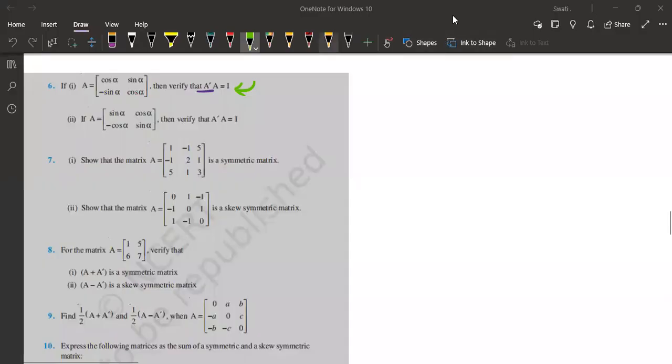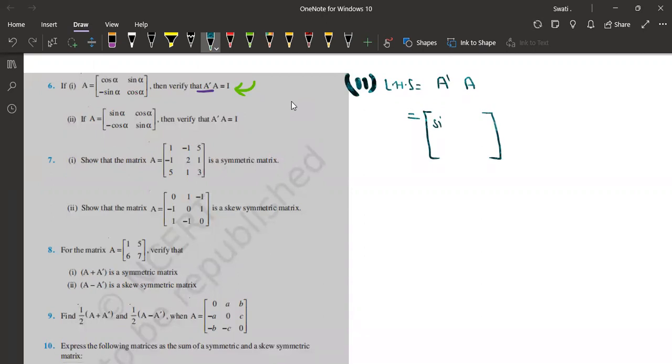Okay, somehow I selected the color, the pen, and now let's start with the second one. In the second question, we need to prove the same thing as we did in the first one. For that, let's write down the LHS. On the LHS, we have A transpose A, right? Now let's first find A transpose. A transpose is simply: the first column becomes the first row, sin alpha, minus cos alpha, and the second column becomes the second row, that is cos alpha, sin alpha. That is our A transpose.